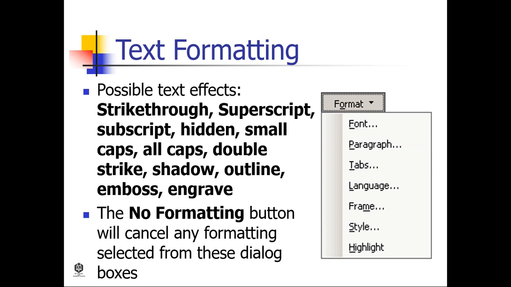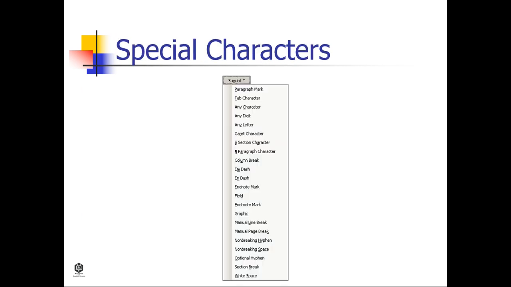Now, what is text formatting? Possible text effects are strike through, superscript, subscript, hidden, small caps, all caps, double strike, shadow, outline, emboss, and engrave. The No Formatting button will cancel any formatting selected from these dialog boxes.